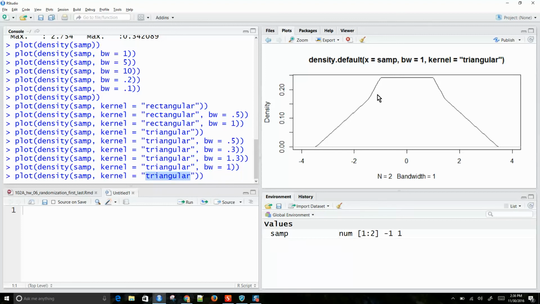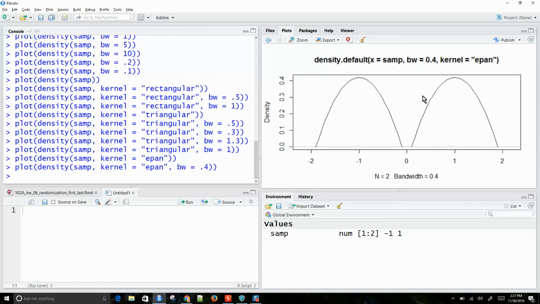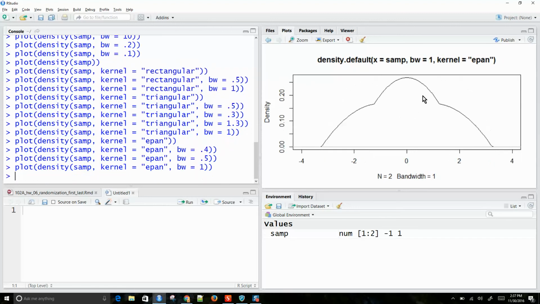All right, okay, and this is you've got two upside down parabolas kind of adding together, and you get this funny little nub in the middle. If we change the bandwidth to something less or more, okay, and all of this is just to show how this works.